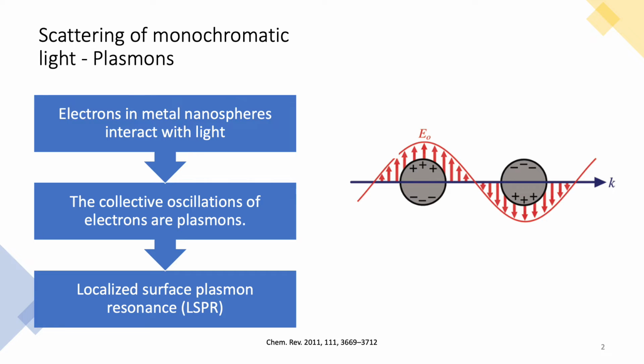So the Brousseau group has particular interest in the field of plasmonics, which is essentially the scattering of monochromatic light. This is when electrons in metal nanospheres or metal interact with light, and the collective oscillation of the electrons are plasmons. And because they are in a uniform motion, we call them localized surface plasmon resonance.